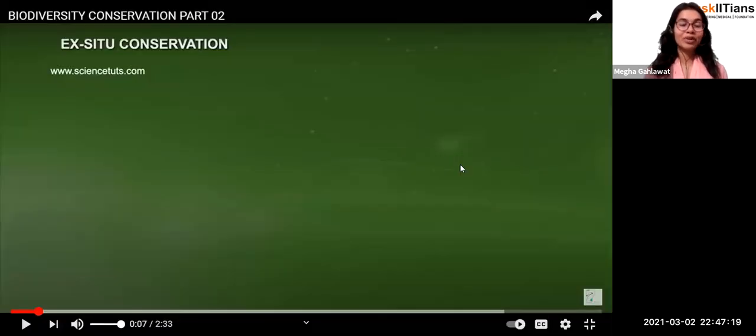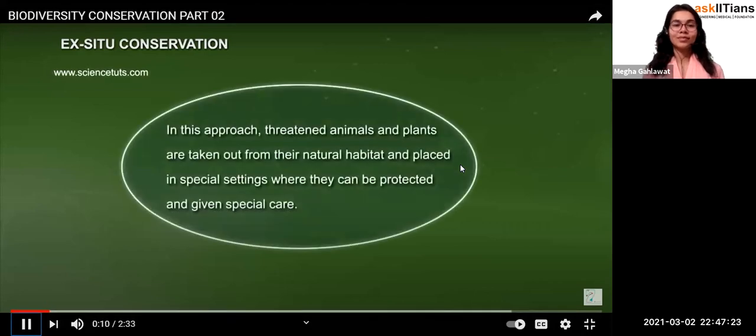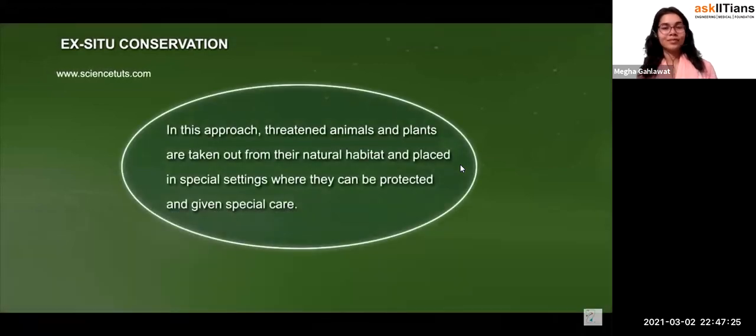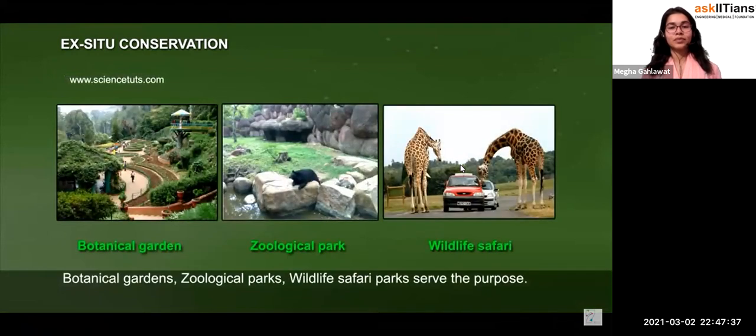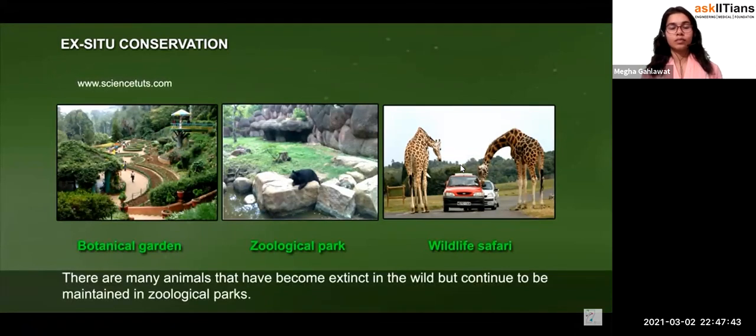All right, then moving forward with this one. Ex situ conservation. In this approach, threatened animals and plants are taken out from their natural habitat and placed in special settings where they can be protected and given special care. Botanical gardens, zoological parks, wildlife safari parks serve the purpose. There are many animals that have become extinct in the wild, but continue to be maintained in zoological parks.